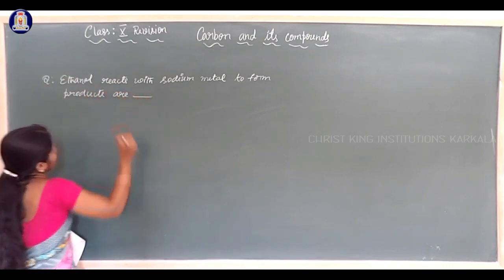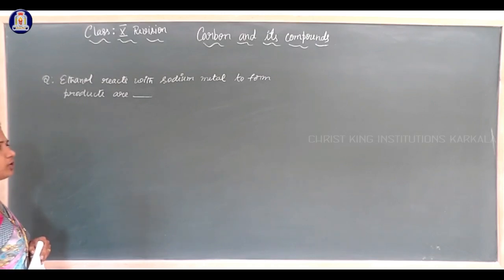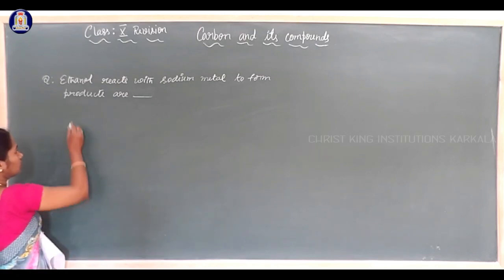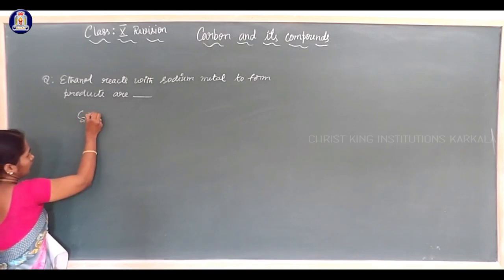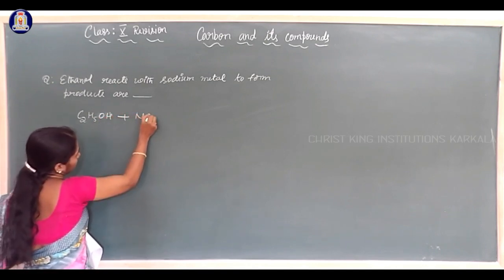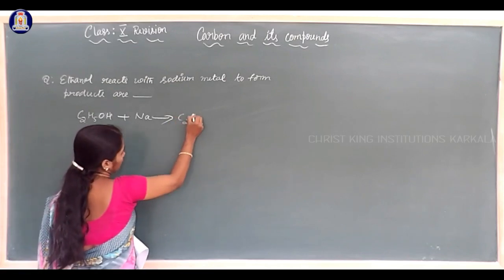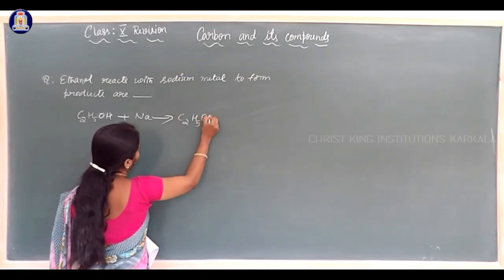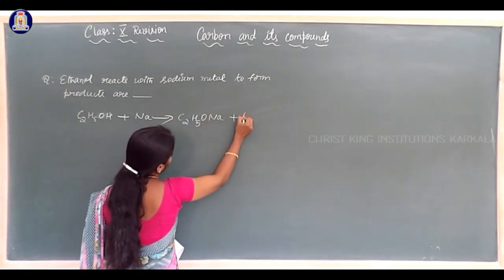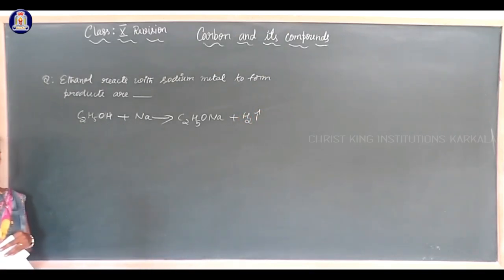Ethanol reacts with sodium metal to form a product. Which are the products formed? Ethanol, C2H5OH, reacts with the sodium metal. We get the product C2H5ONa with the liberation of hydrogen gas. Hydrogen gas is liberated in the reaction of ethanol with sodium.